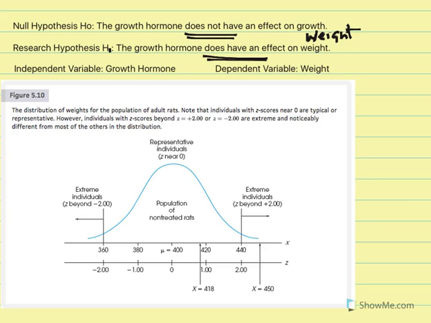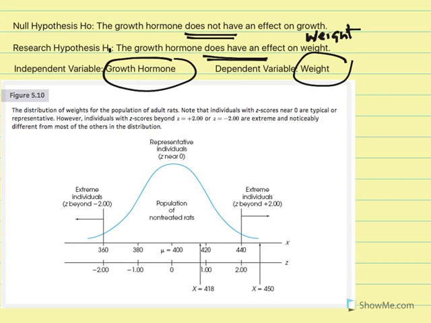The independent variable is the thing that we're manipulating, so it's the growth hormone. So we're going to administer that to one rat. Normally we'd administer it to a sample, but this is just an illustration of how we convert one X value into a Z-score to determine if this is noticeably different. And the dependent variable is the weight. That's what we're going to measure in the end.